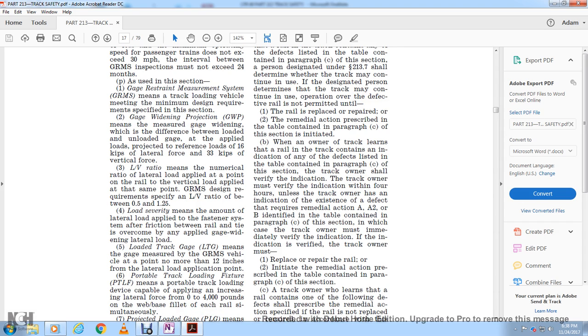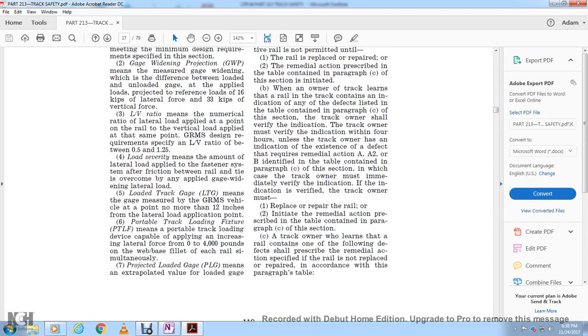Load severity means the amount of the lateral load applied to the fastener system after the friction between the rail and tie is overcome by the applied gauge widening lateral load. Loaded track gauge, or LTG, means the gauge measured with the gauge restraint measurement system vehicle at not more than 12 inches from the lateral load application point. Portable track loading fixture, or PTLF, means the portable track loading device capable of applying increasing lateral force from 0 to 4,000 pounds with the web-based failure of each of the rails simultaneously.